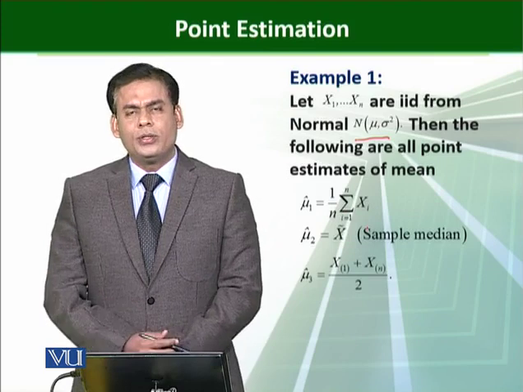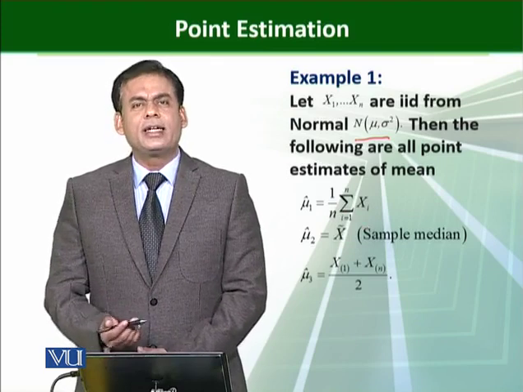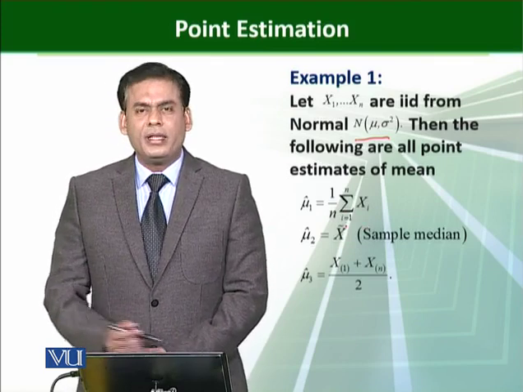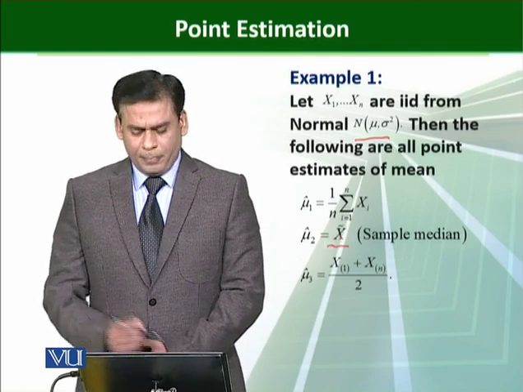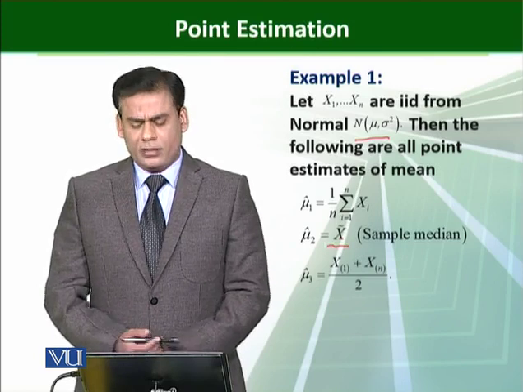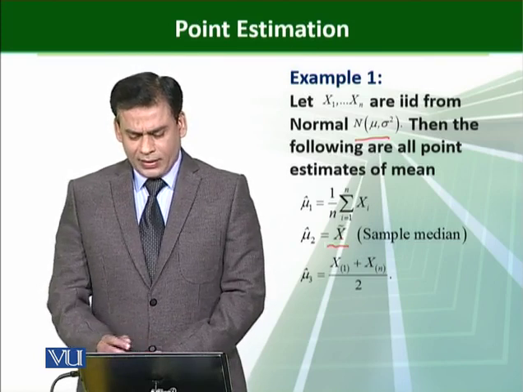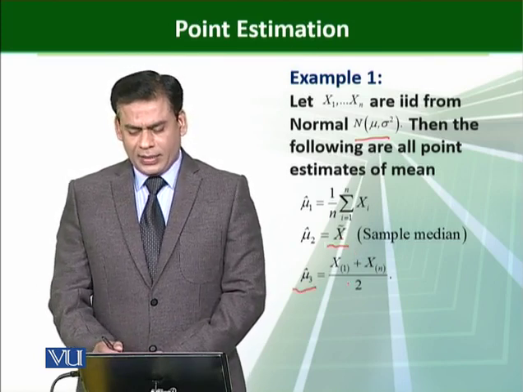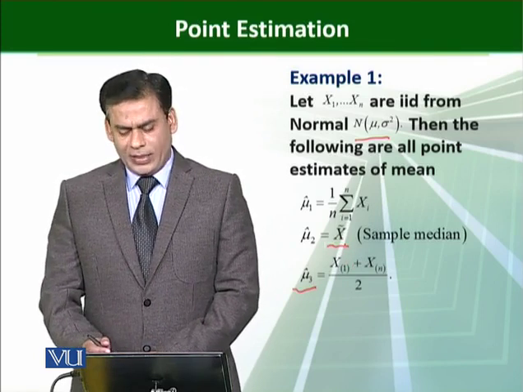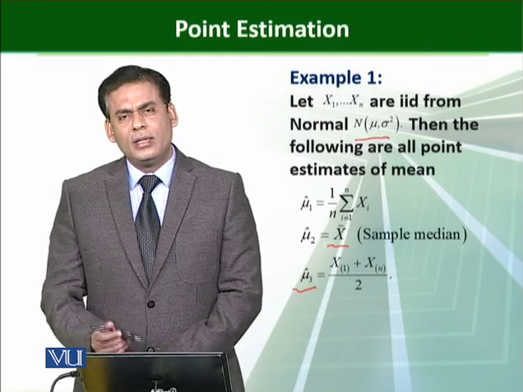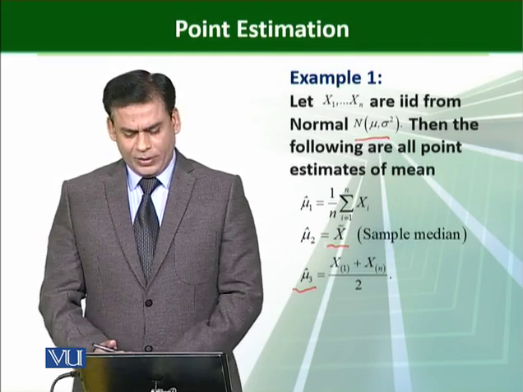We can also represent it as mu2, that is the second estimator, that could be the median basically, denoted by x tilde. We can also present another estimator like mu3, that is basically the mean of the minimum value and the maximum value, that is basically the average of the minimum value and the maximum value.